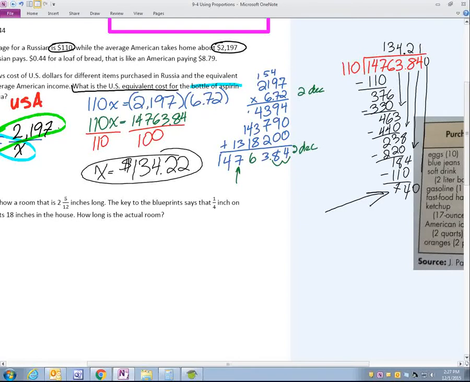I got to this 740, and I knew that was going to be a number higher than 4, so that was going to make this single cent round up. We only deal with 2 decimals when we're dealing with money, unless you're the fuel industry. So it's $134.22 for a bottle of aspirin.